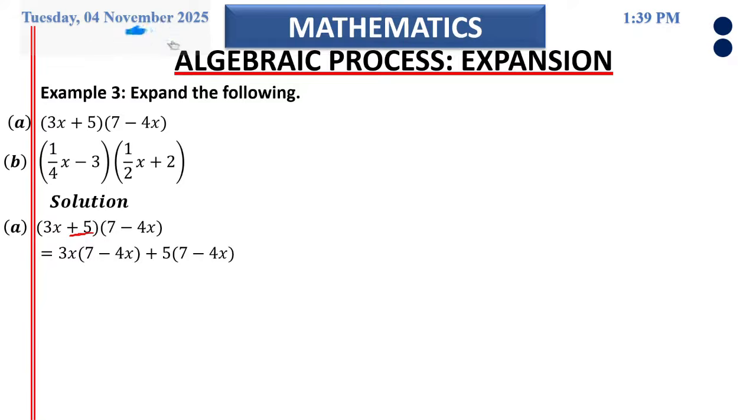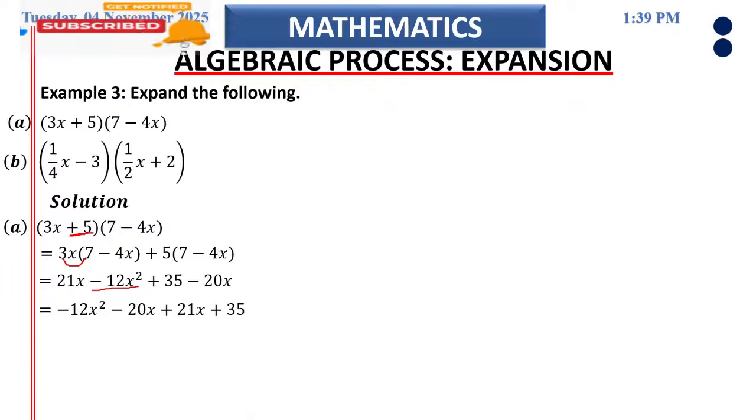So if you open the bracket, 3x times 7, that's 21x. 3x times minus 4x, that's minus 12x squared, because minus times plus will give you minus. So the same thing will happen here. 5 times 7, 35. 5 times minus 4x, minus 20x. Okay? So from what you have here now, there are a few things you have to do.